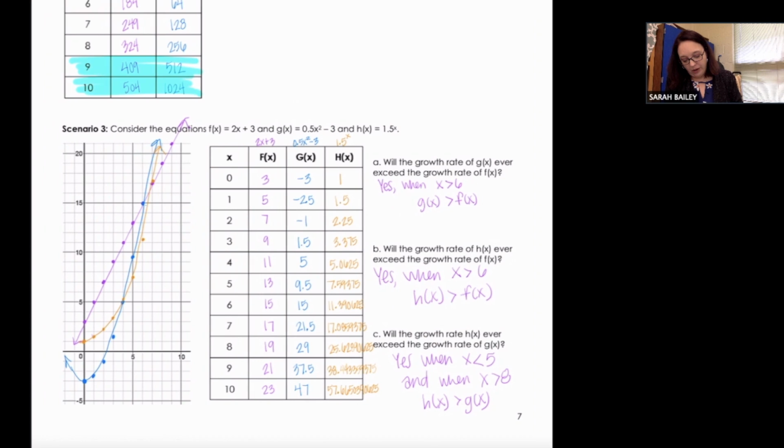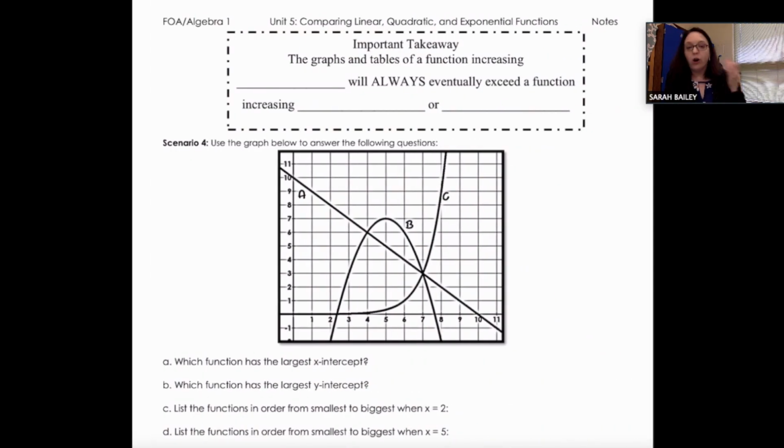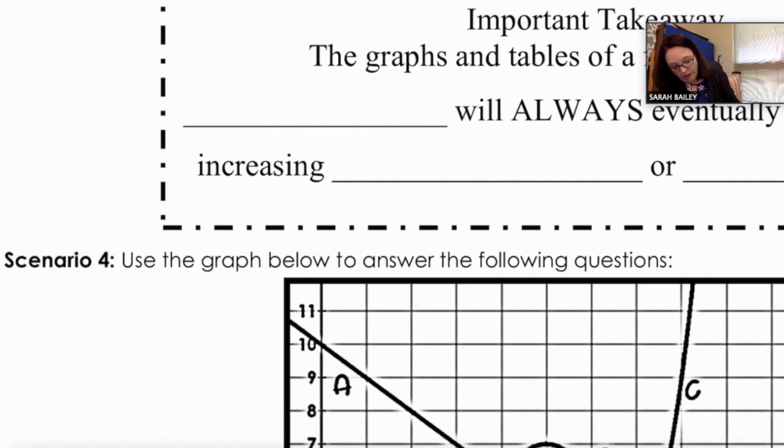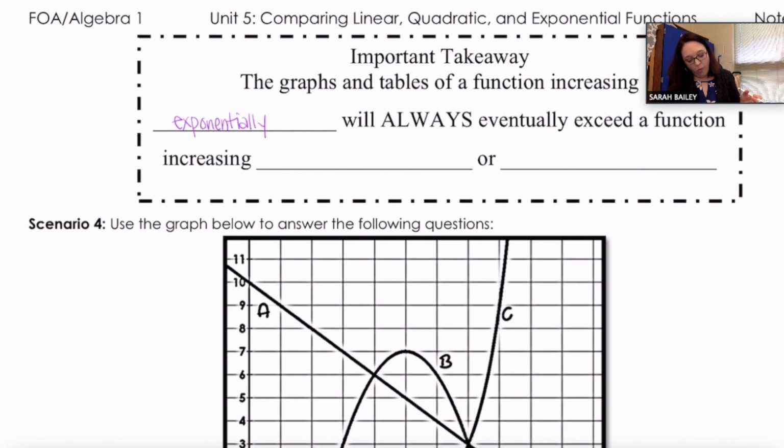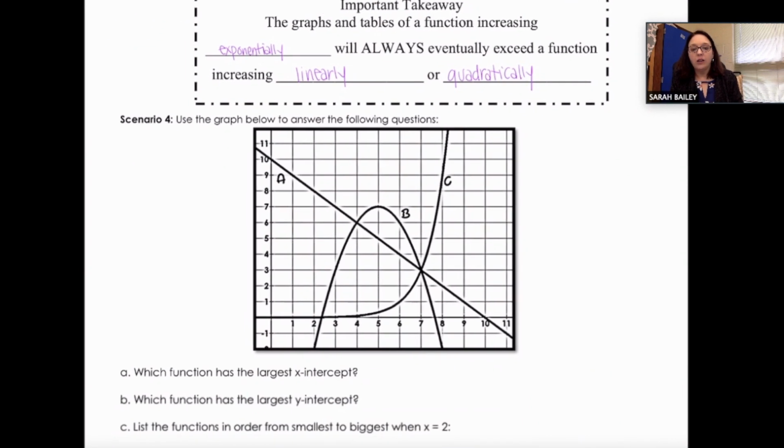All right, let's go to the next page. All right, so our important takeaway: the graphs and tables of a function increasing exponentially. So write that word there, exponentially, will always eventually exceed a function increasing any other way, right? Linearly or quadratically. Okay, so there we go. We've got that. All right, let's look at the next scenario.